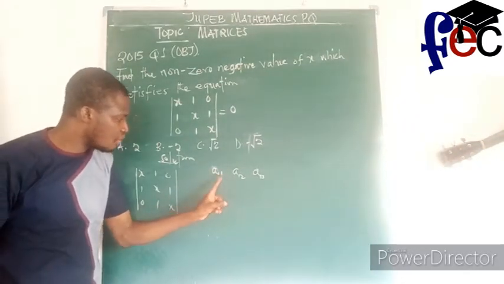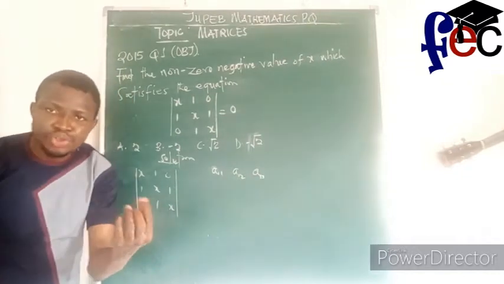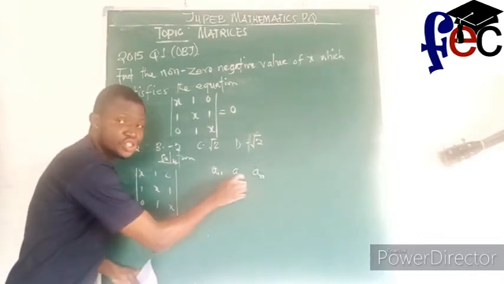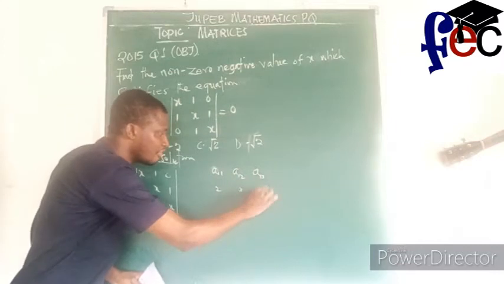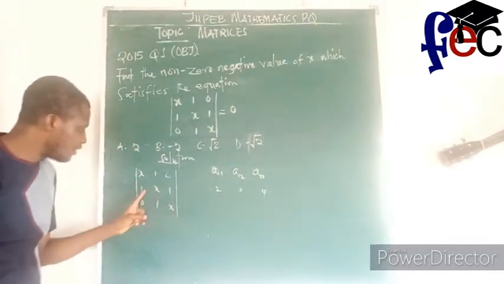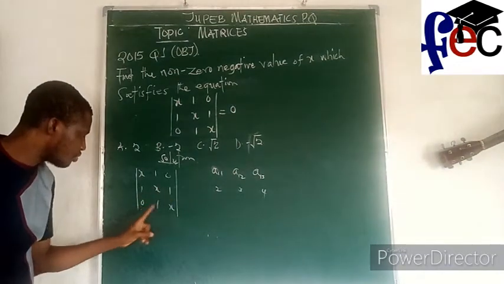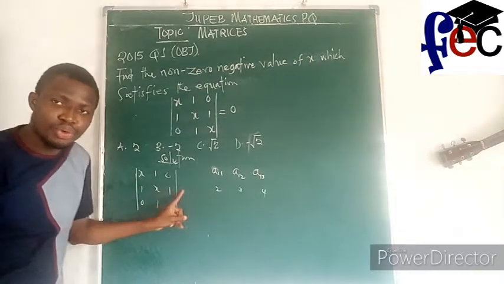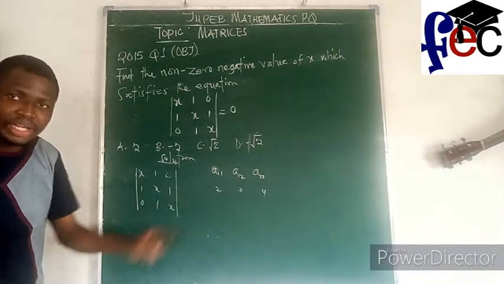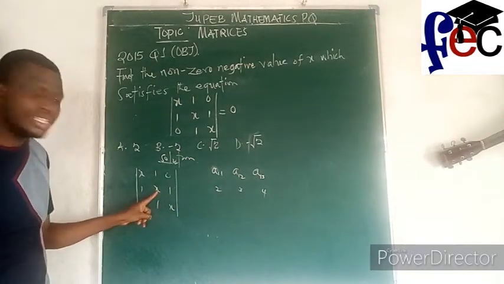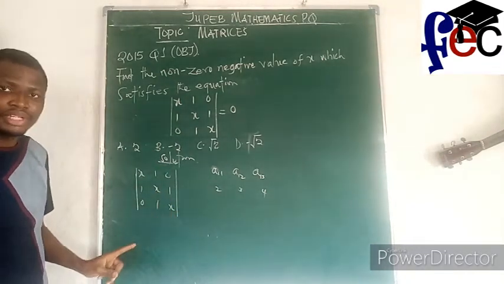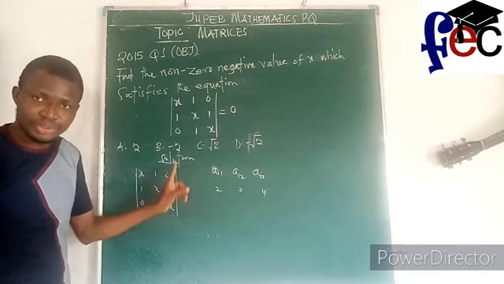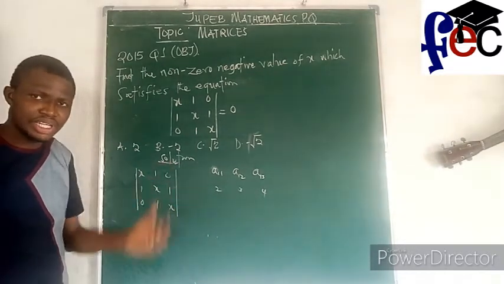So positions 1,1, 1,2 and 1,3: if you add up those positions, you have 2, 3 and 4. You will notice that if you do that for the second row, 1 x 1, this one is in the second row but first column, position 2,1. Add it together, you get 3. This x is in the second row and second column, position 2,2. Add together, you have 4. 1 is in the second row but third column, position 2,3. Add it together, you have 5.